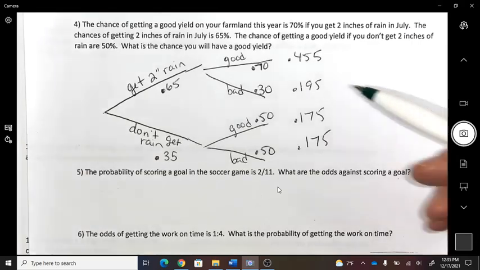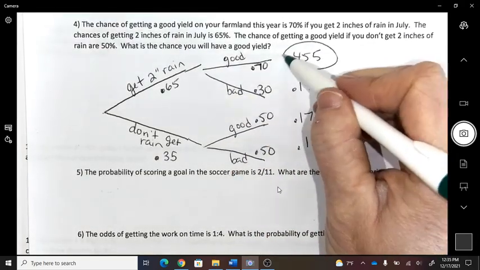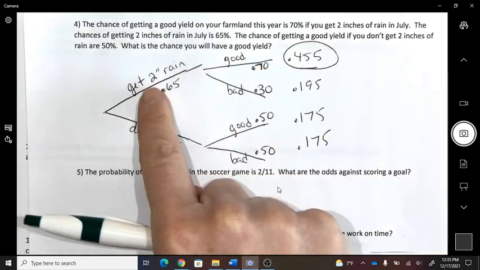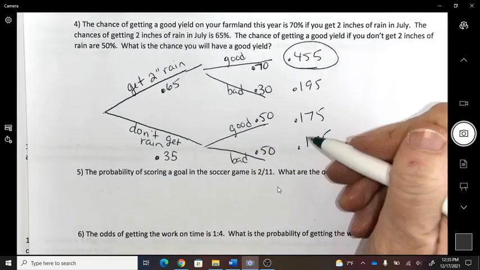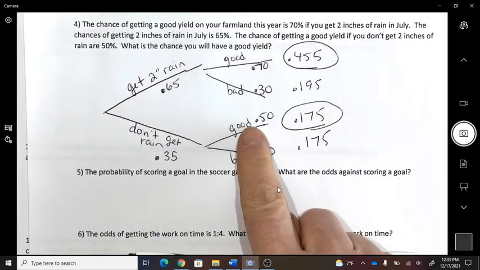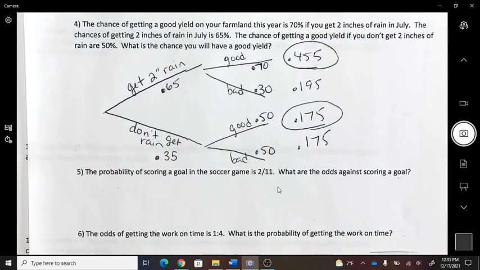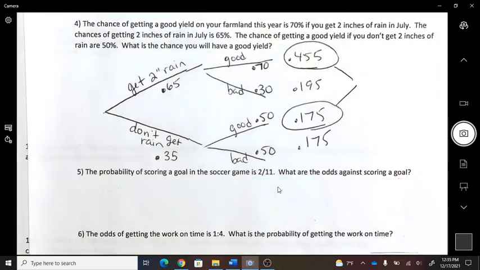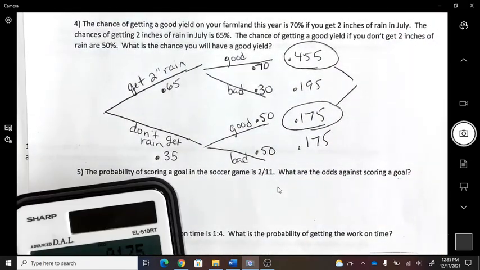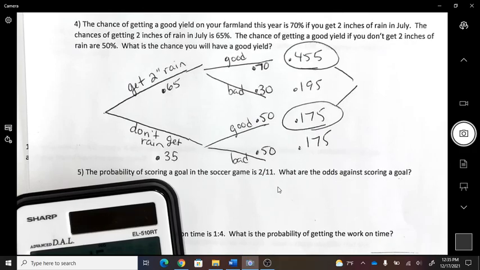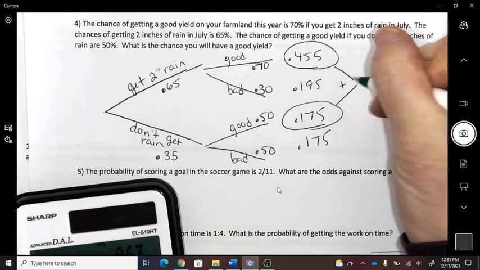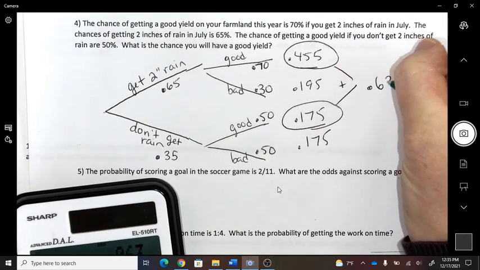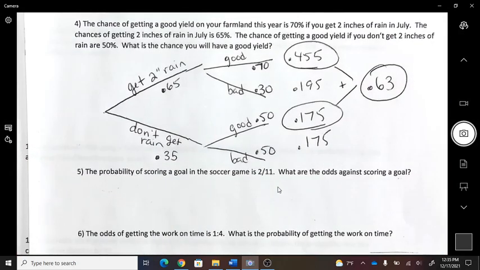So which scenario was good? This scenario was a good yield with the rain, and this scenario was the good yield when it didn't rain. What should I do mathematically with those values? I need to add them. Okay, 63% chance.